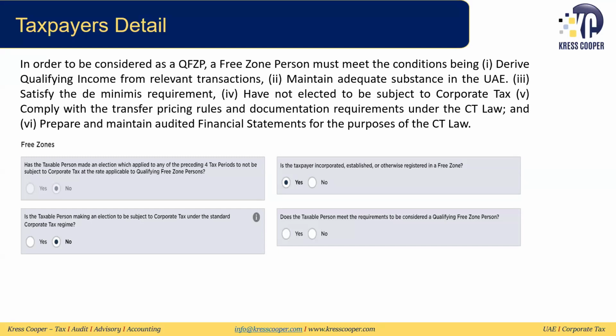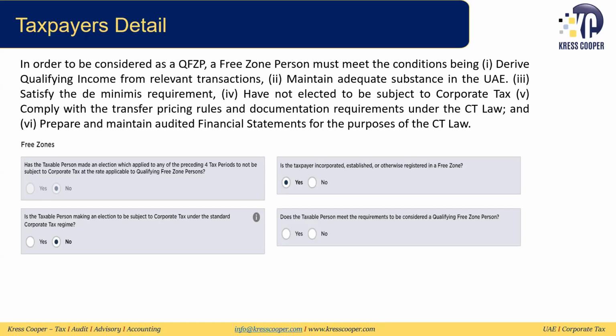So now, if you see the first question, they're asking, has the taxable person made an election which applied to any of the preceding 4 years? So now we know that if you don't meet the qualifying free zone person status, or you elect not to be a qualifying free zone person, then your election stays the same for the tax period and for the next 4 years. So if you do not meet the condition, you cannot be a qualifying free zone person in that tax period and in the next four tax periods.